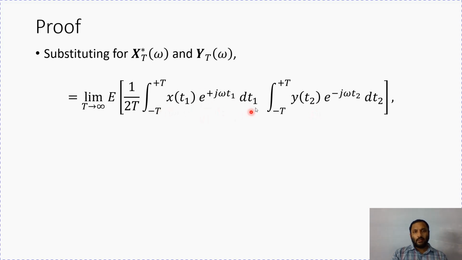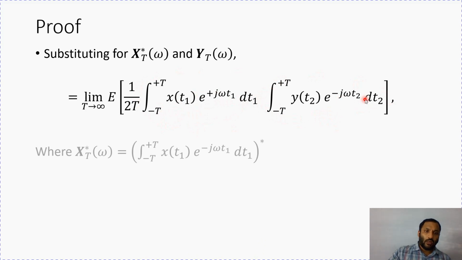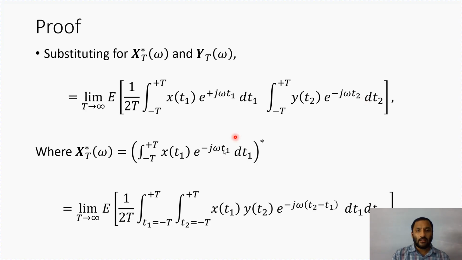This is the very general case. Normally what would you do? We put this as a separate Fourier transform and this as a separate Fourier transform, right? So each one will be on a different time scale, hence a different variable. Now what will happen to this expression? We can write x of t1 and y of t2 together, and we can join the complex exponentials as e power minus j omega (t2 minus t1).